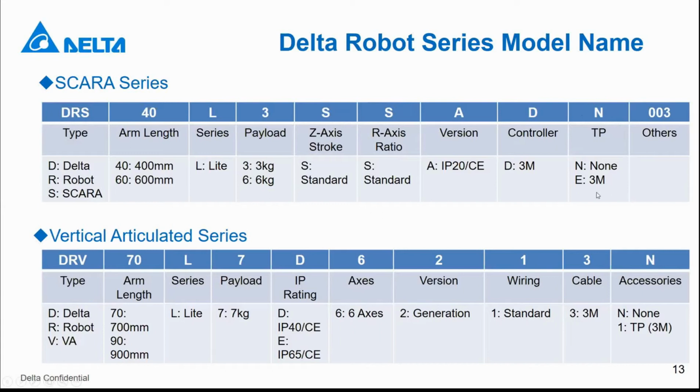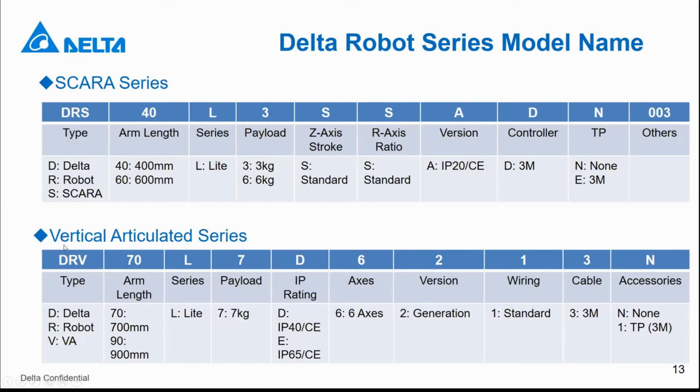So this one will be a teach pendant number, but because in our strategy we sell the teach pendant as other products, you can still choose a different cable length of teach pendant. So we have a 3 meter, 5 meter, and 10 meter option of teach pendant cable length. And the last is others. In the future, if we have other accessories, then we will put them into this number to let you choose.